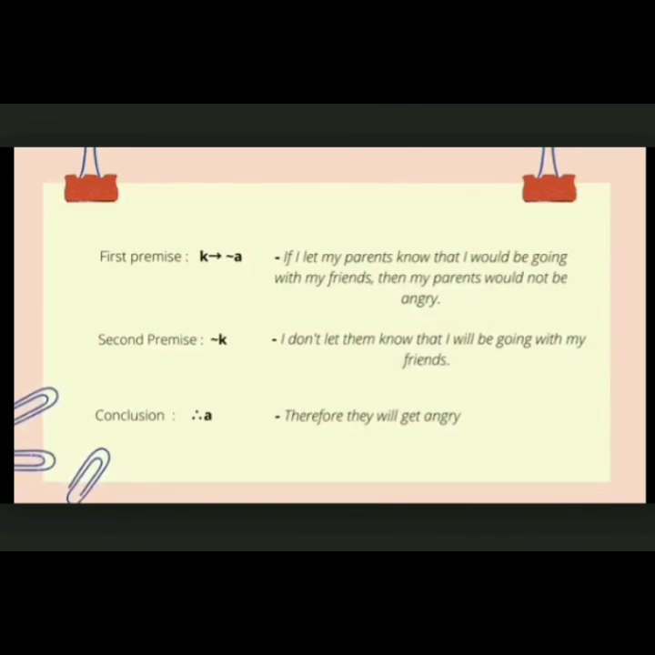We have here our first premise, K implies not A, which is: if I let my parents know that I would be going with my friends, then my parents would not be angry. And second premise, we have not K, which is: I don't let them know that I will be going with my friends. In our conclusion, which is A, therefore they will get angry.